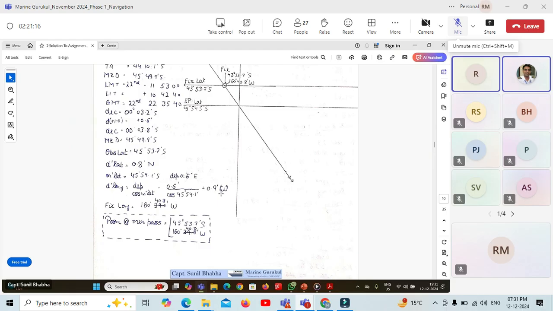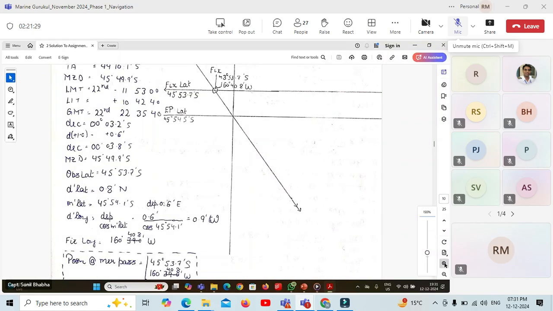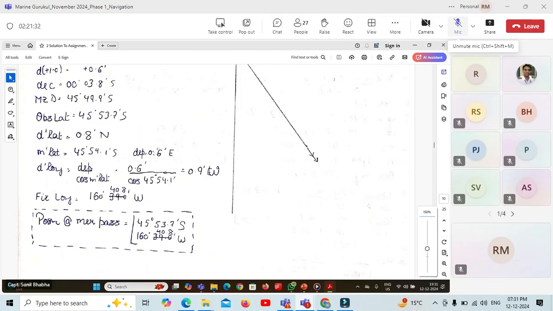So the final D long, the longitude I'm getting is 161 degree 31.6. Okay. What about other people, beta? Are you getting the same difference? Sir, he is asking whether it is 0.9 minutes or 0.9 degree, to confirm. Yes, sir. That is my doubt.